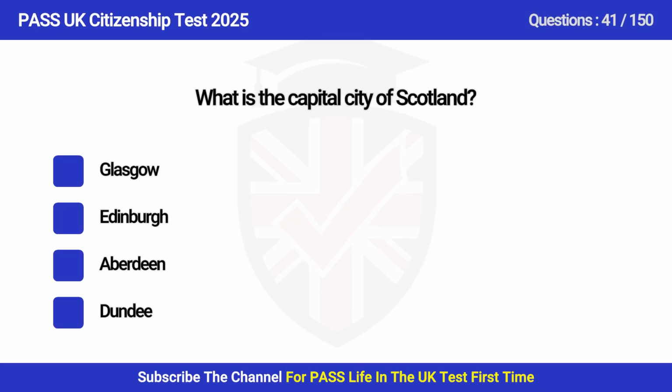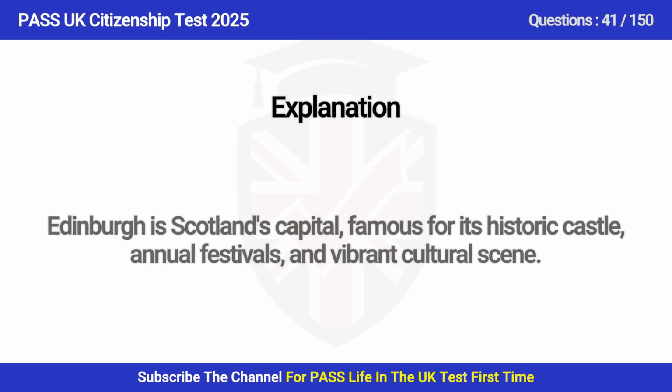Question 41. What is the capital city of Scotland? A. Glasgow. B. Edinburgh. C. Aberdeen. D. Dundee. Answer is B. Edinburgh. Edinburgh is Scotland's capital, famous for its historic castle, annual festivals, and vibrant cultural scene.